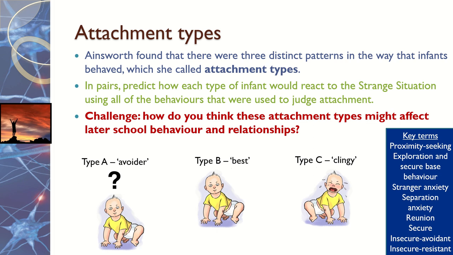Separation anxiety: an avoider could not care less if their mum left the room. So they'll just be indifferent. They carry on playing with their toys. They might notice, but they're not really bothered. Whereas the clingy type is very, very upset. Again, they'll cry, they'll lose control of their body, they can't cope because they're separated.